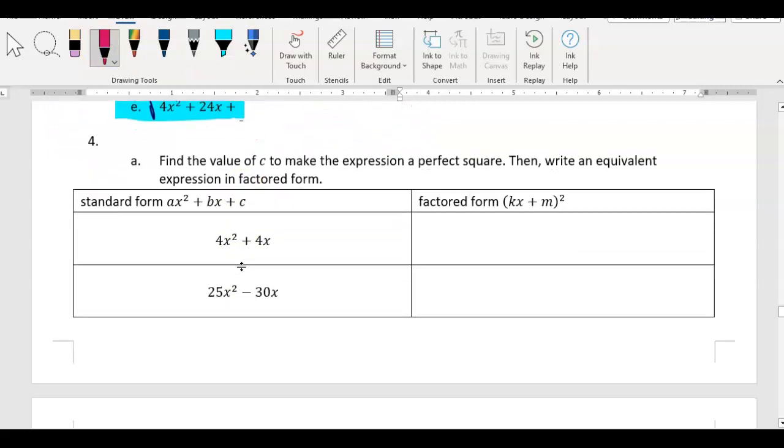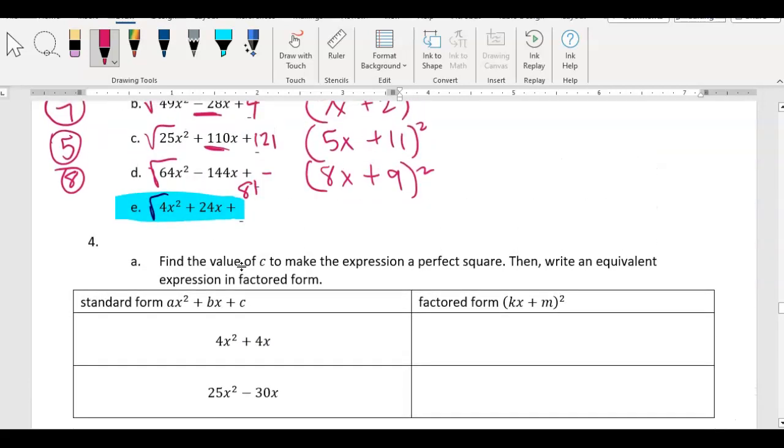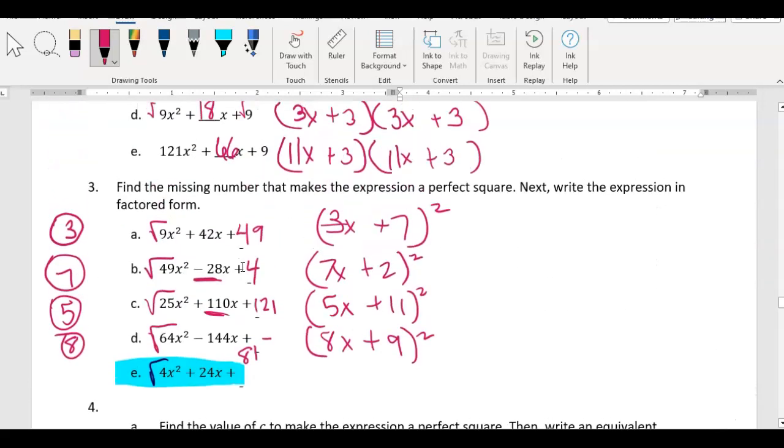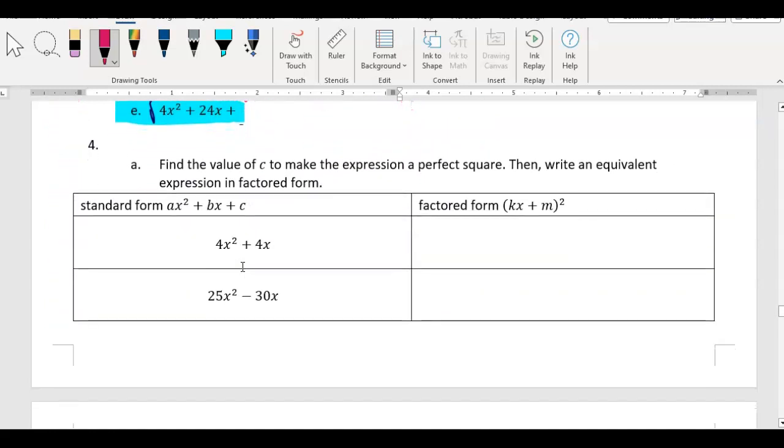4a, find the value of c to make the expression a perfect square, then write an equivalent expression in factored form. Guess what? That's the same as what we just did above here. Okay, so square root of 4 is 2. Save that for later. 4 divided by 2 is 2. 2 divided by 2 is 1. 1 squared is 1. So I'm going to add 1 to this to make it a perfect square. Factored form is going to be 2x plus 1 squared.